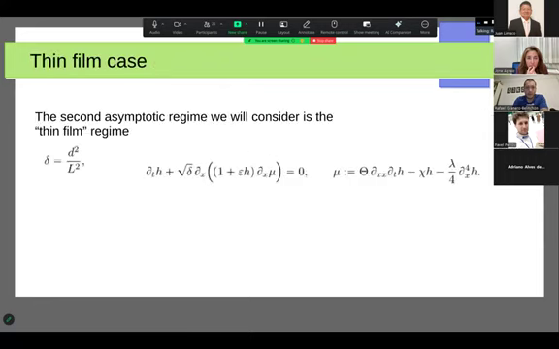So now let me finish with the thin film. So what about in this case? In the shallow water or thin film regime, we call it here thin film, although shallow water is more used in the water wave community.